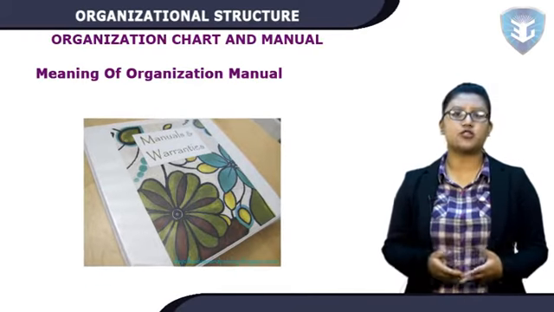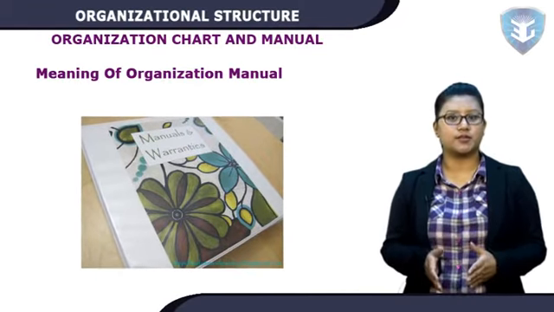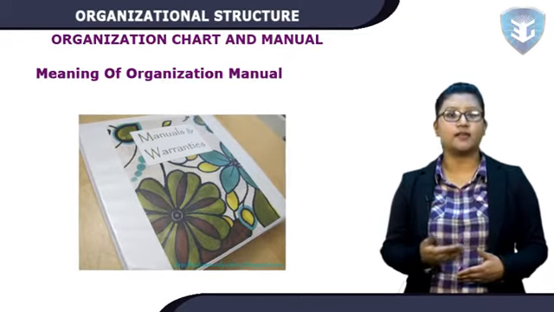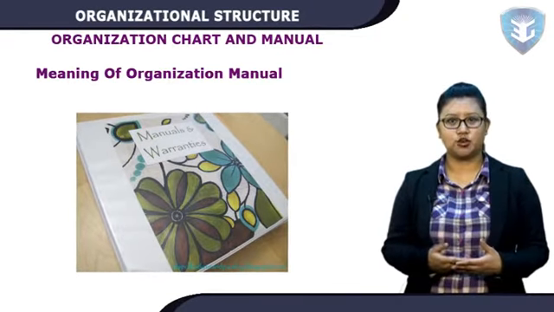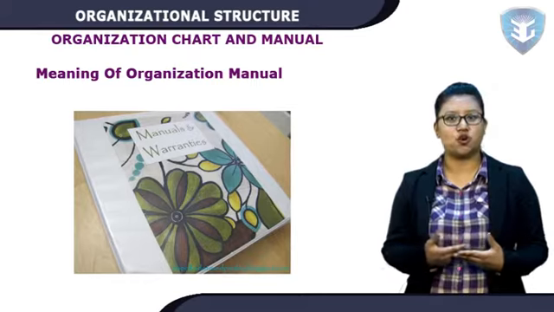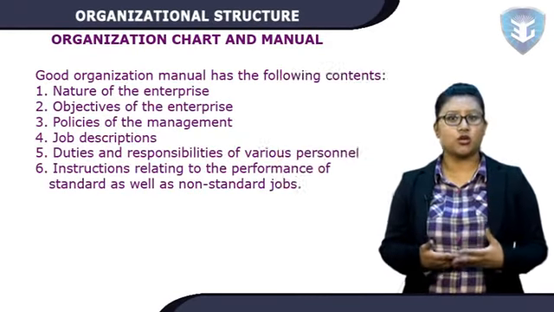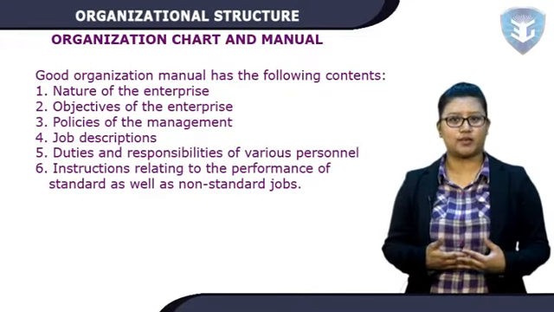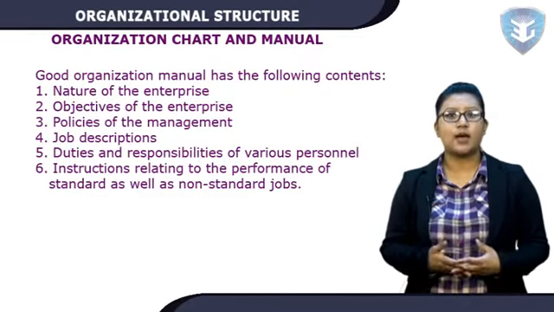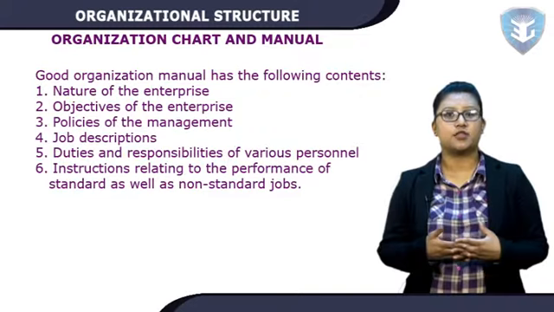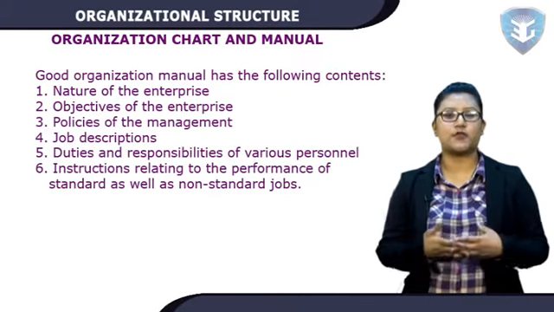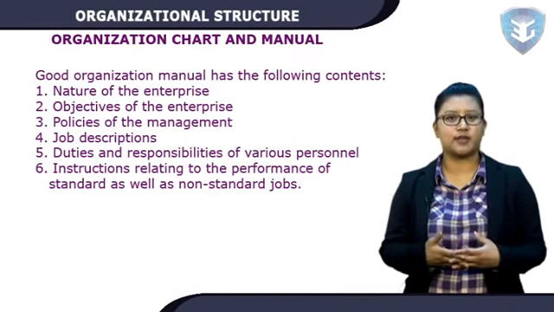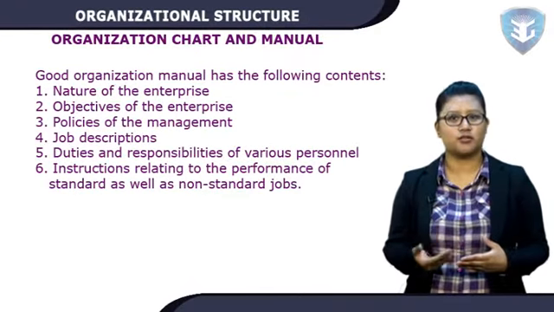If a good organization manual is in use, each person in the organization can know the responsibilities of his job and his relationship with other jobs in the organization. A good organization manual has the following contents: nature of the enterprise, objectives of the enterprise, policies of the management, job descriptions, duties and responsibilities of various personnel, instructions relating to the performance of standard as well as non-standard jobs.